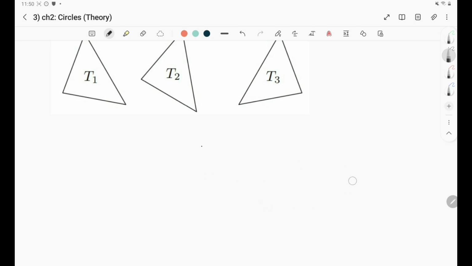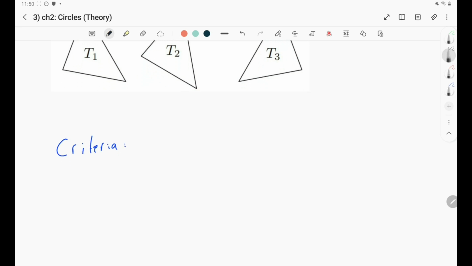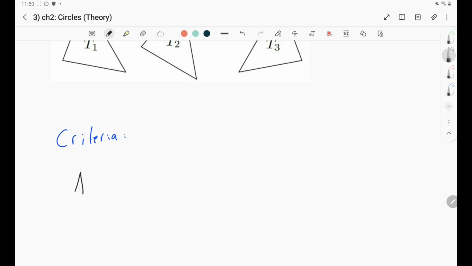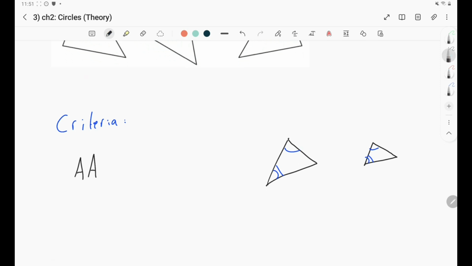And we all know the criteria that we can use. They are really famous. The first one is angle. So if two angles are equal, then that will be enough. Like if you know, for example, that this angle here is equal to this, and this is equal to this, then the two triangles are similar.